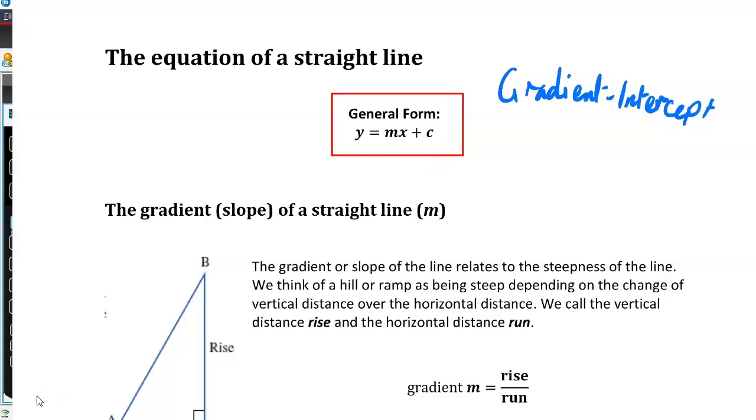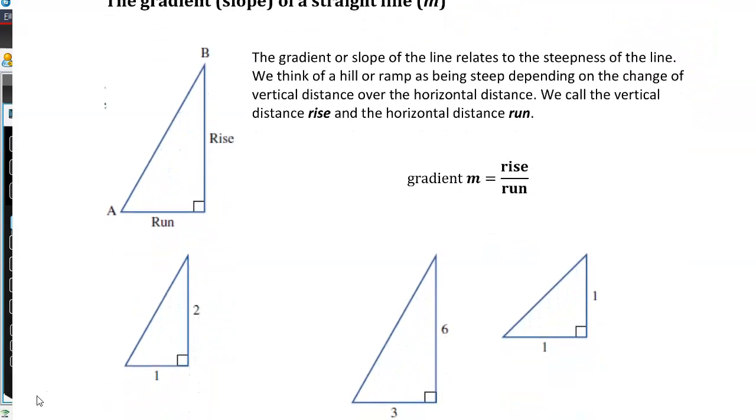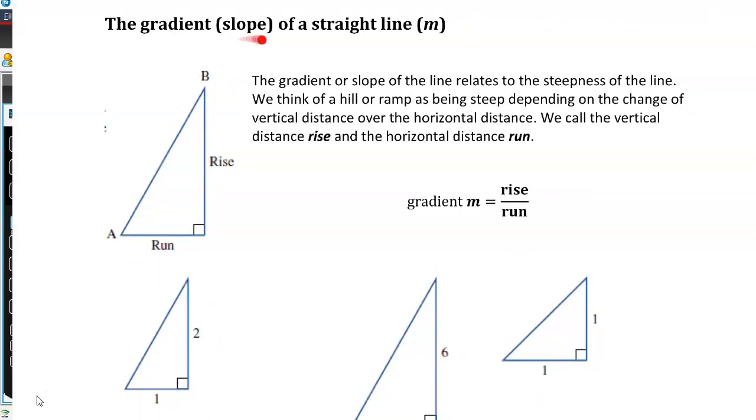Okay, so let's talk about this gradient. Now, I like to also call gradient the slope. Okay, that's a bit clearer, and it gets called slope in further maths or general maths. So the gradient or slope of a straight line. When we think of a gradient or slope, we think of it relating to the steepness of the line. Now, steepness is something we may think about with a hill or a ramp.